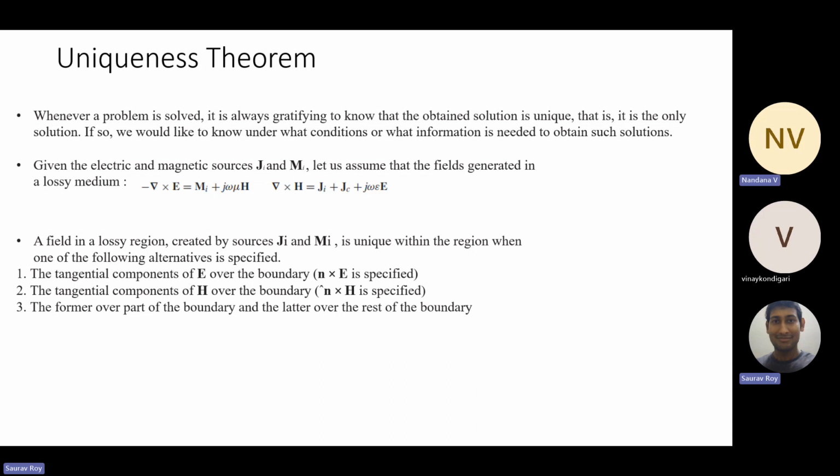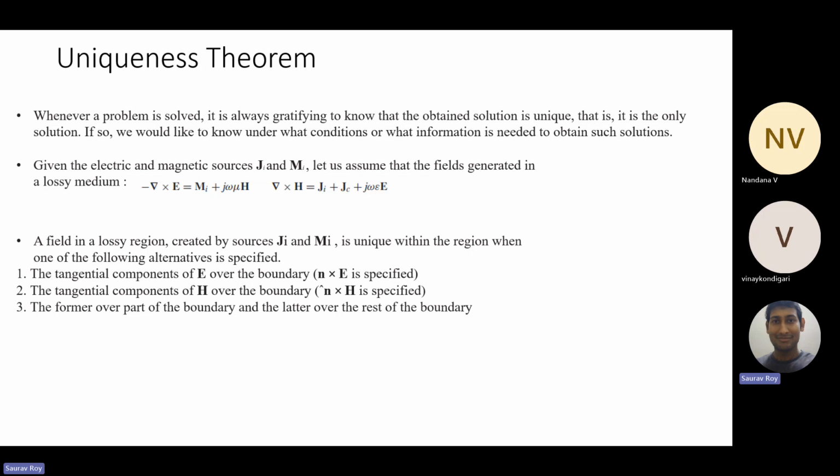So inside a lossy region, we need to know the boundary conditions. In the boundary conditions of this region, either we should know the electric field or the magnetic field, or one of these. Binay, is it clear? Yes, sir.